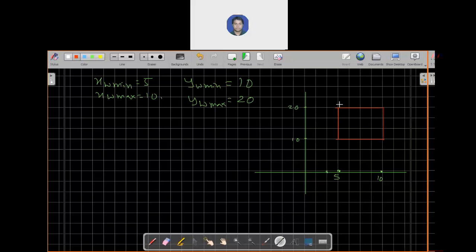Okay, your clip window is given, and just consider some points, one line: x1 y1 equals 3 and 25, and x2 y2 is given as 7 and 15. Okay, this is your line. The first point is 3, 25, it is here, and 7, 15 is around here. So this is your line.